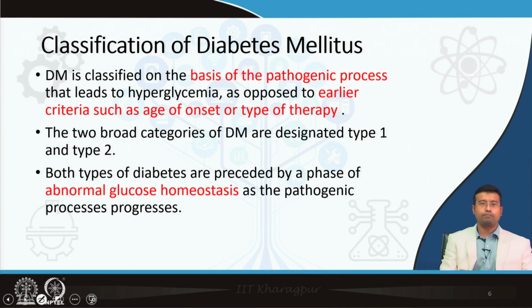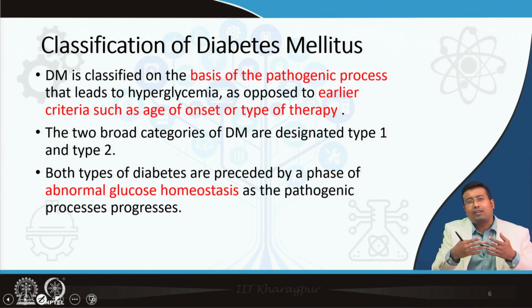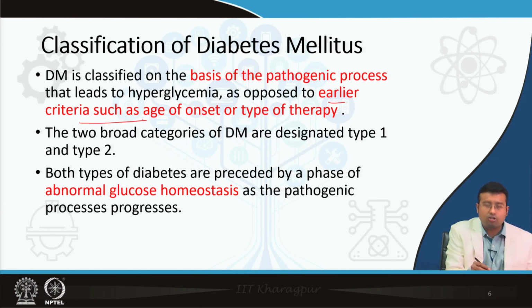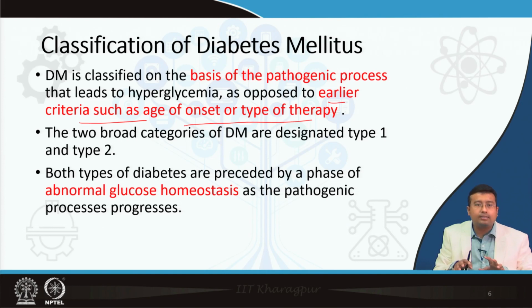So, let us move forward. So, how can we classify diabetes? Earlier, if we see older textbooks, we will find the names are actually different. Earlier the nomenclature of diabetes or the type of diabetes was based on age or the type of therapy which was used to treat the diabetes. Nowadays that dictum is not used.